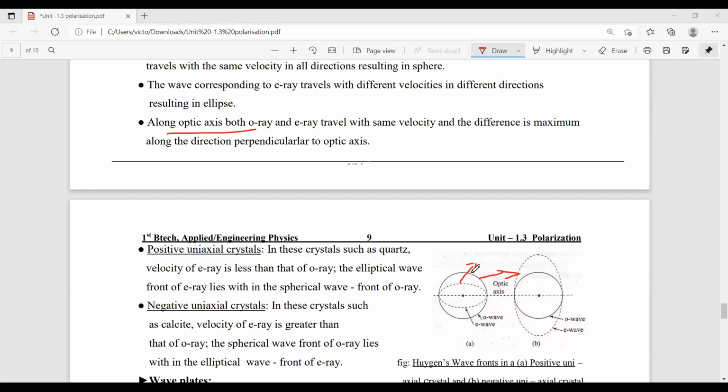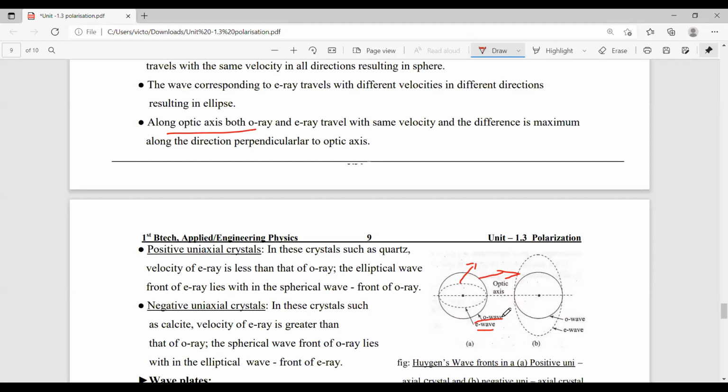That's why here the first ray is the O ray. How do we confirm the first ray is O ray? It is in a circular shape. And the next wave is E ray, so that's why it is inside the O ray. That means first O ray travels, after some time E ray travels. So what is the shape of these two waves? O ray is in a circular shape, E ray is in an elliptical shape.